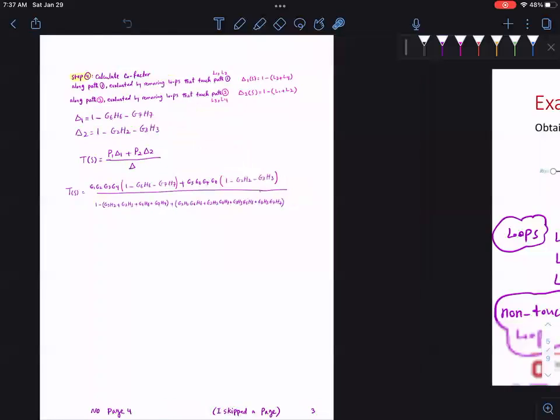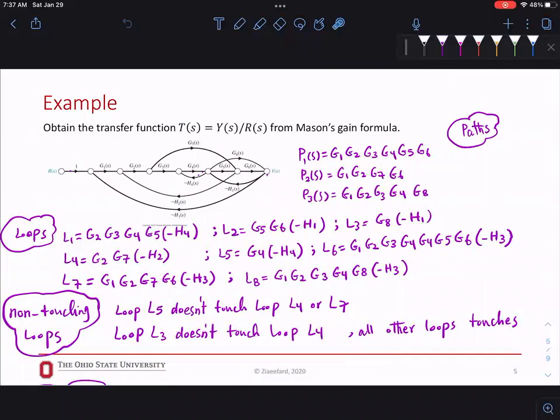All right, we solved another example in the class, if you remember. So we wanted to obtain the transfer function for this graph or this system. Here we have 3 paths, P1, P2, P3. So P1 is, you see that the first one from input is 1, so I didn't put it in, 1 to multiply all the gains. So 1 times G1, G2, G3, G4, G5, G6. So this is our first path.